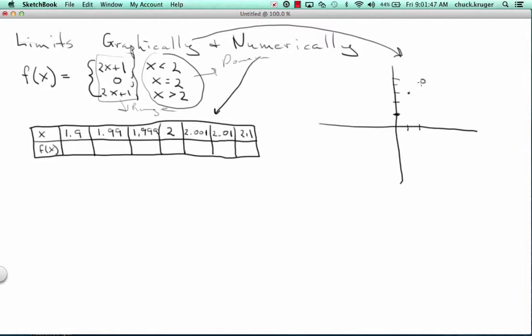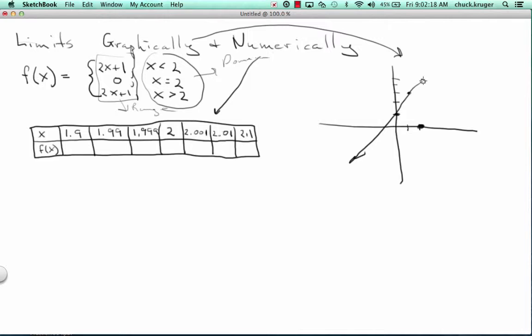Well, my graph, if I could draw a straight line, sorry about that, that's supposed to be straight, would look like this. And then at 2, my y value is 0. So 2 comma 0 is right here. So this is supposed to be directly below that. And then when I continue, when I go greater than 2, I'm back on the line.